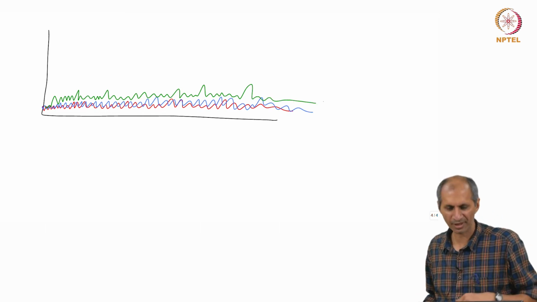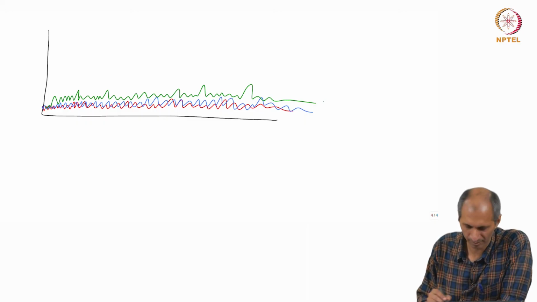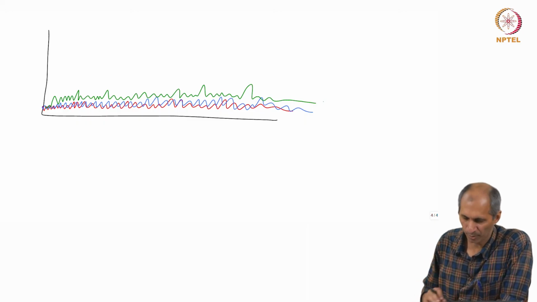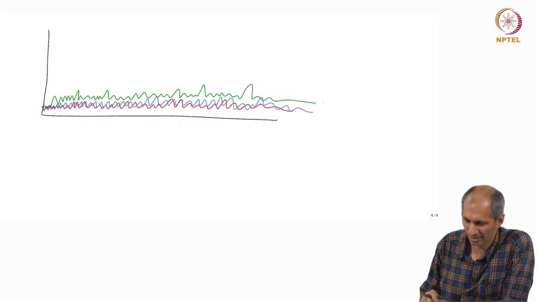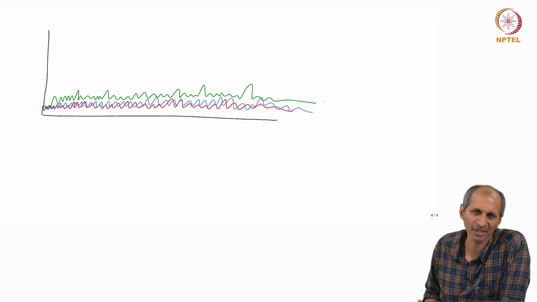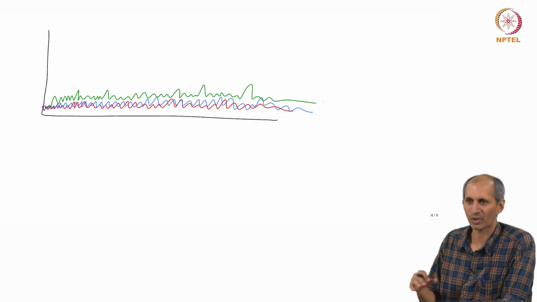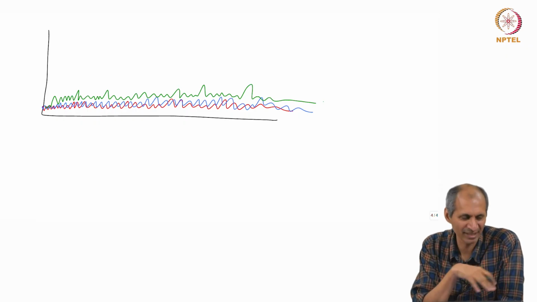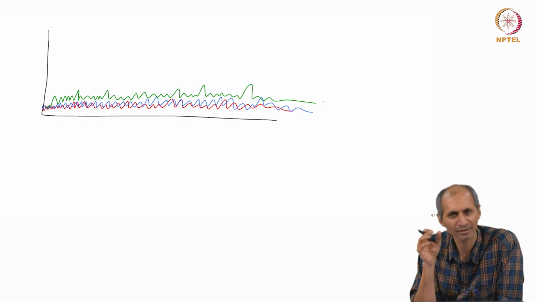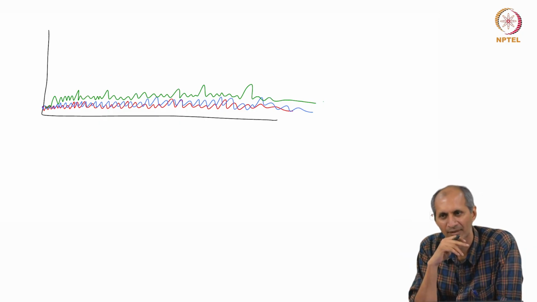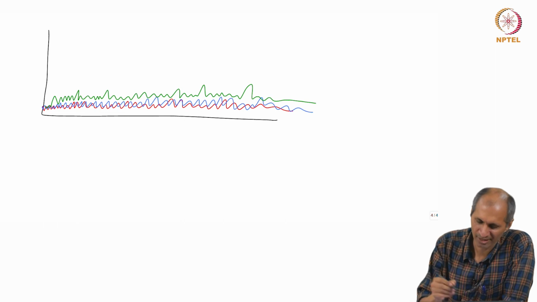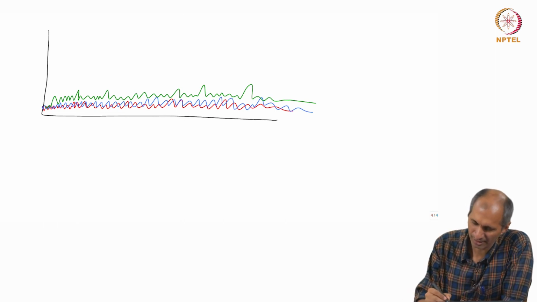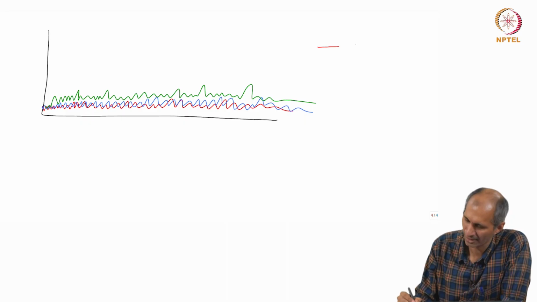Is there a difference between the green one, the red one and the blue one? The blue and red, you cannot differentiate very clearly. What do you call the red? Is there a term for this red signal? When there is no sample, the instrument is fluctuating, it will give you some reading. It is not zeroing. The red part is called noise.